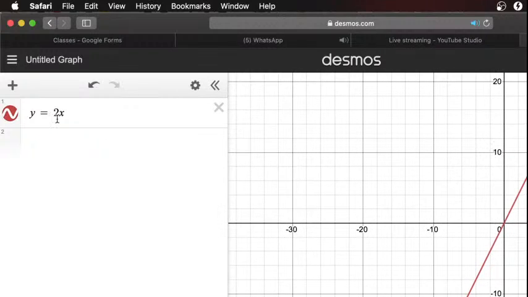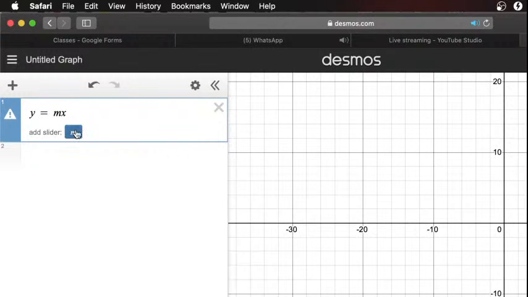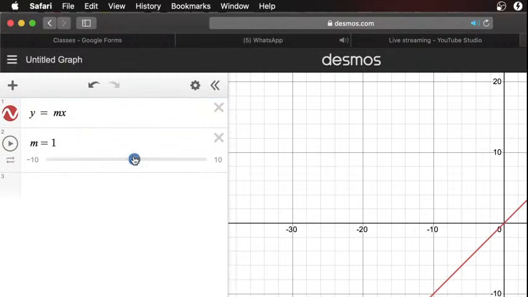So in general, if I have y equals mx with a slider for m, I can see how these functions could create the variation in the graphs. Let's say I change the value of m. You can see how the function is changing, right?